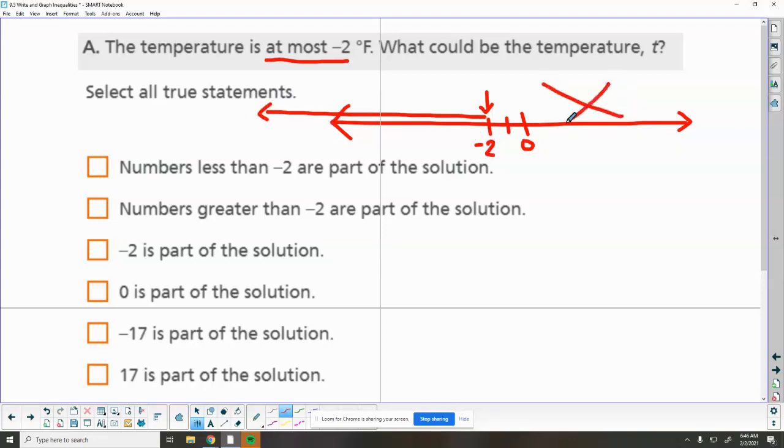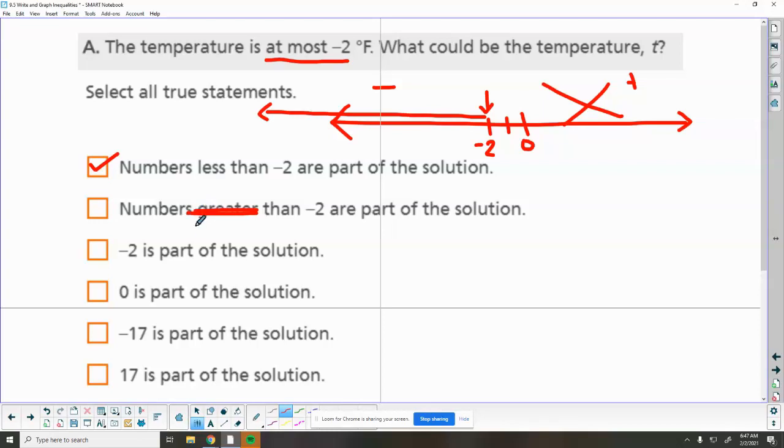If it's over here on the positive side or even -1, that is not going to be part of our solution. So let's see which of these are true. Numbers less than -2 are part of the solution. Numbers greater than -2 are not, because this says at most it's -2. If it said the least it could be is -2, then we would want everything that's bigger. But we don't want greater numbers. We want the smaller ones. At most means that's the biggest it can be.